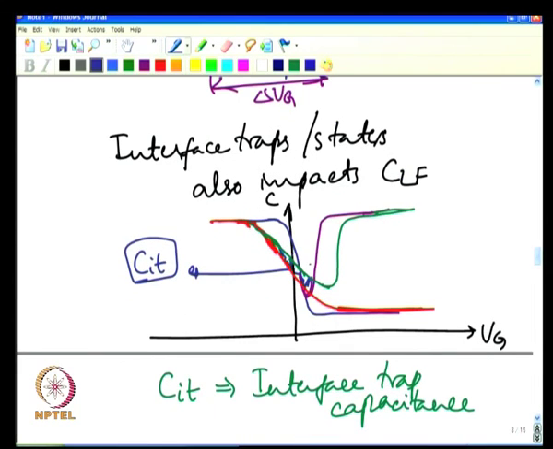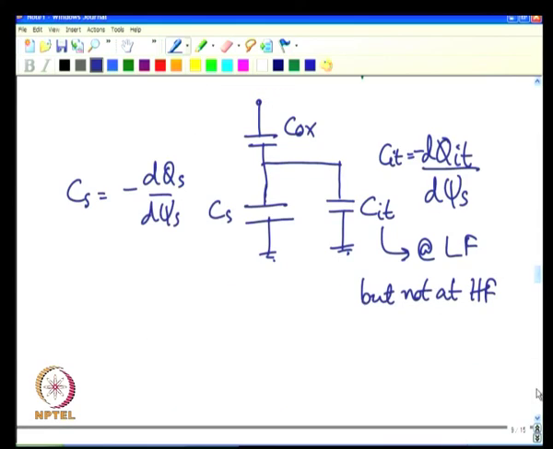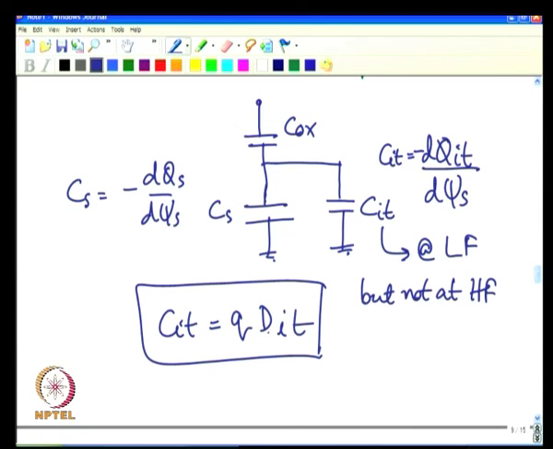And then finally, low frequency capacitance also gets impacted because of DIT, and that is simply because there is also a trap capacitance. In fact, CIT is given as QDIT. This is how we define it. This definition will translate to this definition. Okay, they are equivalent definitions.